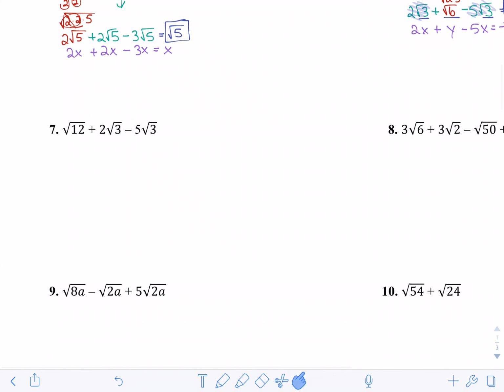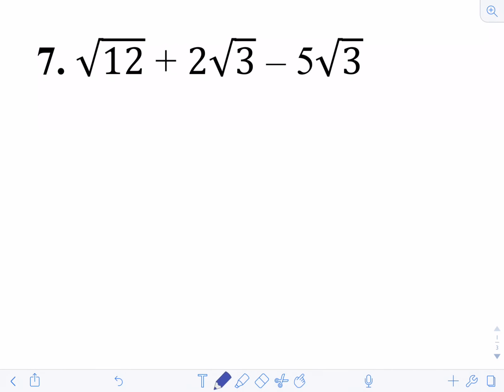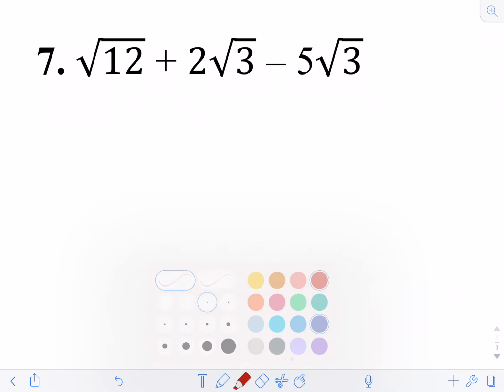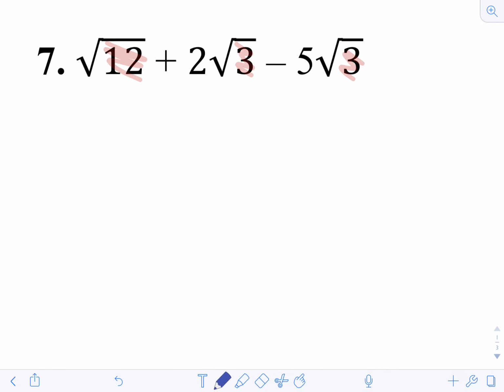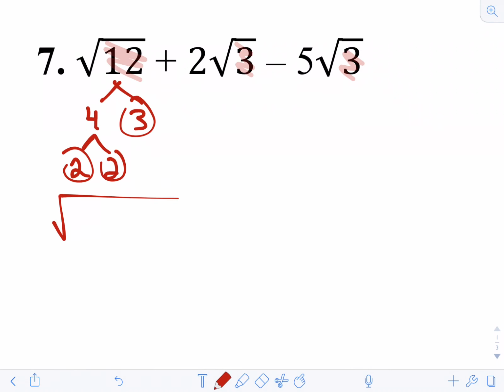Okay, let's see, number 7. Again, look underneath the square root. We have a 12 here, 3 and a 3. Let me see if I can make the 12 look like I have a square root of 3. So I'm going to use 4 and 3. I'm going to use 2 and 2. Those are my prime numbers. So we have 2 times 2 times 3. These 2's can come out, so I have a square root of 3 left over.